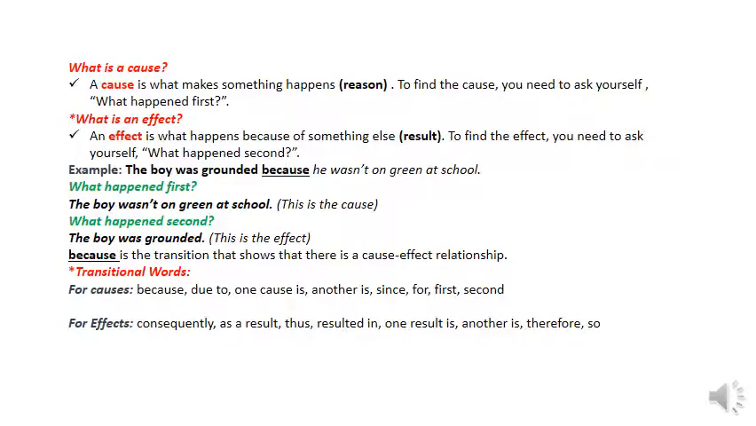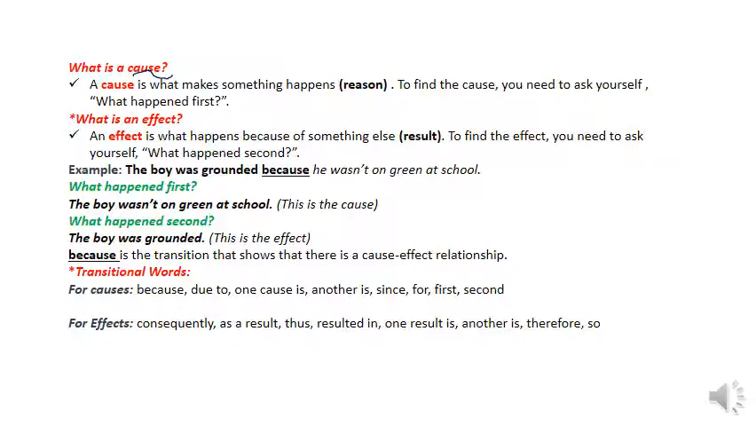First of all, we are going to talk about causes and effects. We are going to start with the definition of a cause. So as you all know, a cause is what makes something happen, or the reason behind something. To find the cause, you need to ask yourself always what happened first, because the cause always happens before the effect. Okay, the effect is a result of a cause.